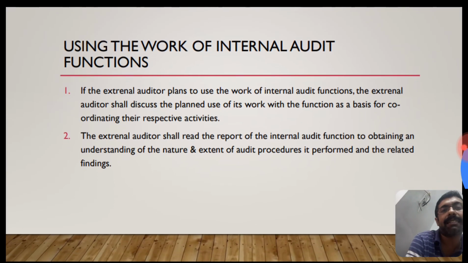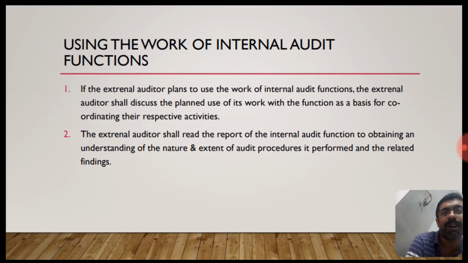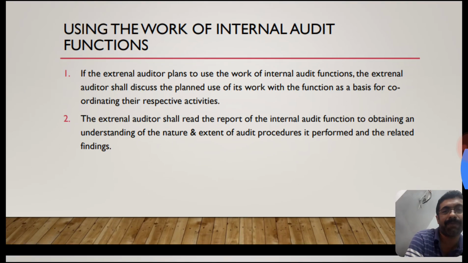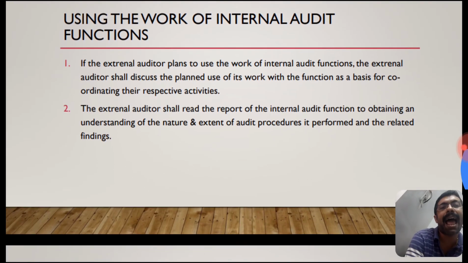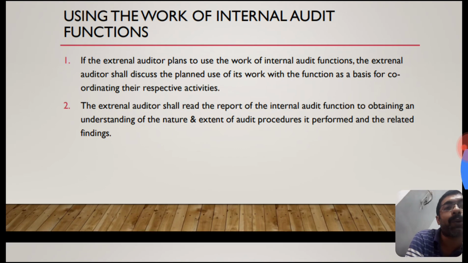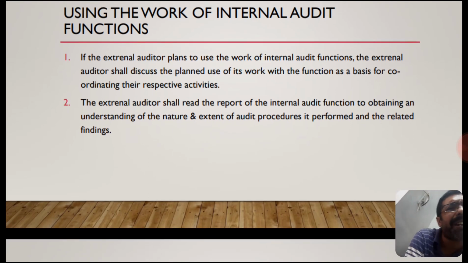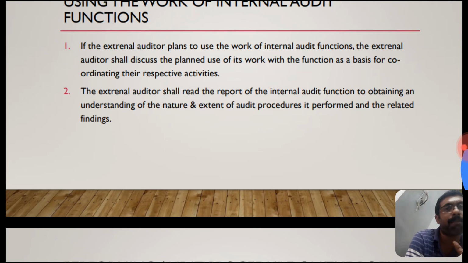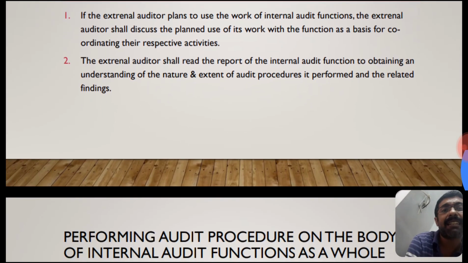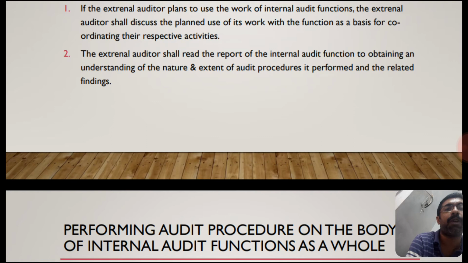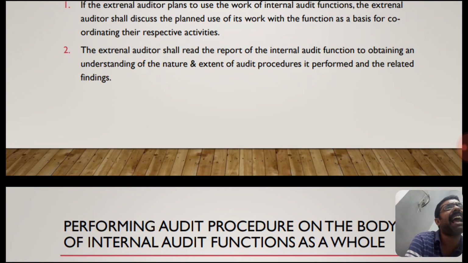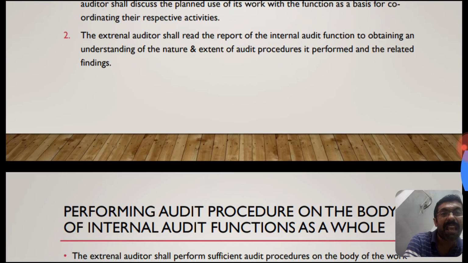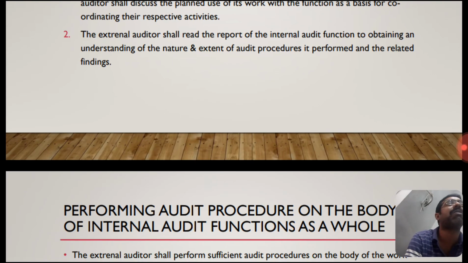If the external auditor plans to use the work of the internal audit function, the external auditor shall disclose and discuss the planned use of the function, how the auditor plans to use the work of internal audit. That is the main aspect. The external auditor shall read the internal audit report, and he has to apply the necessary audit procedure to evaluate the adequacy of the work. That is the main work.